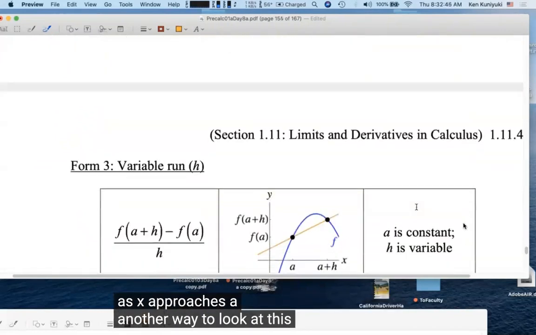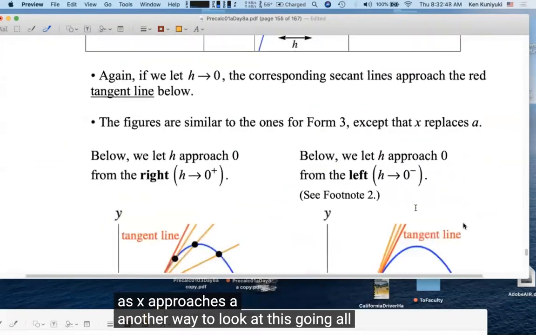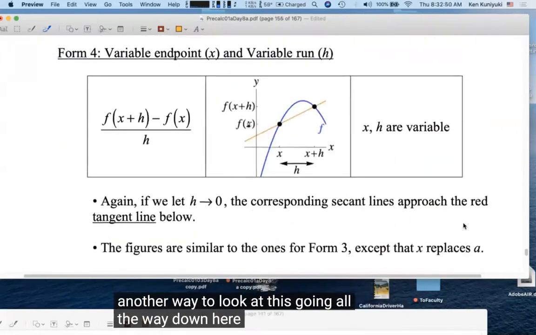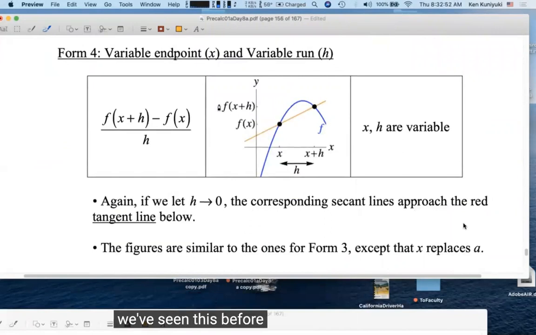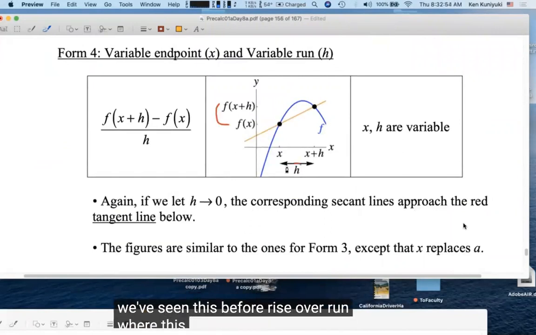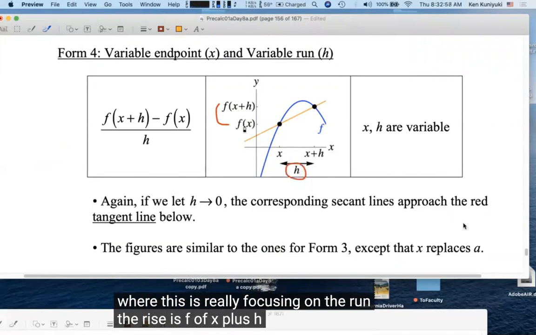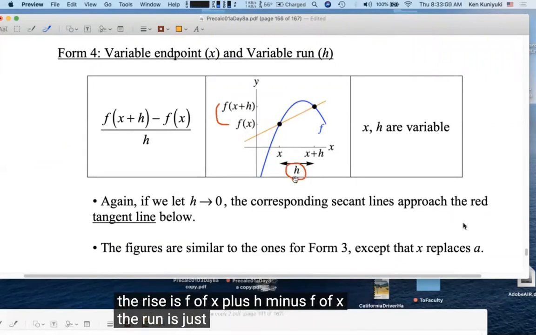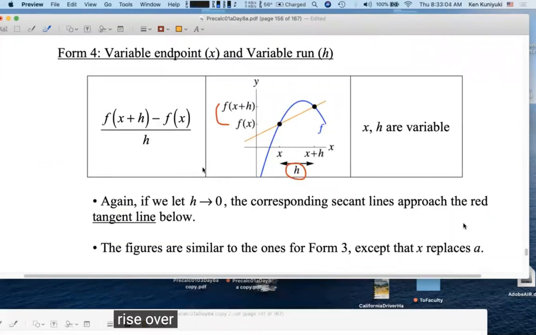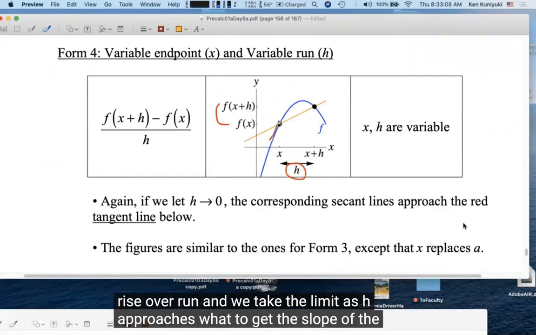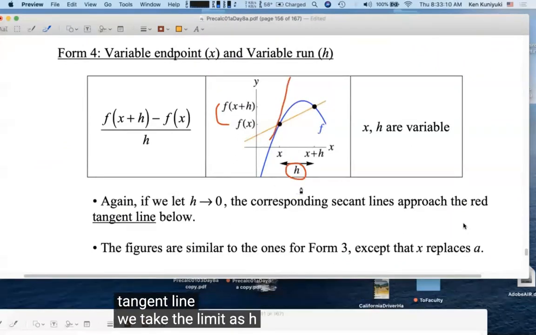Another way to look at this, going all the way down here. We've seen this before, rise over run, where this is really focusing on the run. The rise is f of x plus h minus f of x. The run is just h. Rise over run. And we take the limit as h approaches what? To get the slope of the tangent line. We take the limit as h approaches 0.